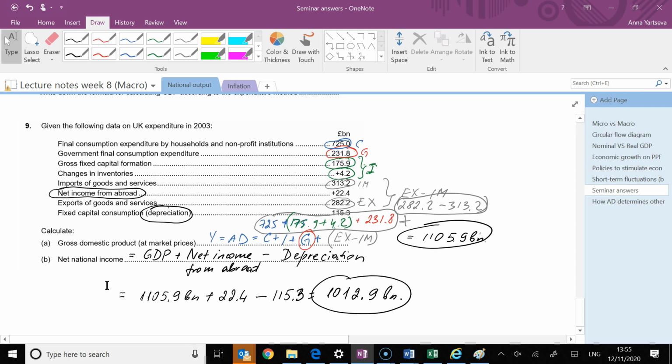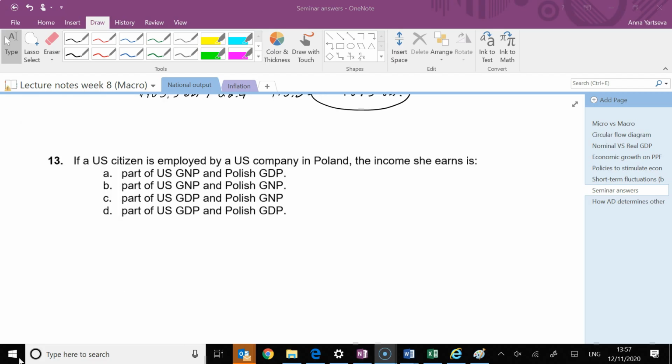And another very simple question based on a similar idea. I want you to do this now straight away. It's very simple. Question 13. Ready? It's a simple one. So let's have a look.